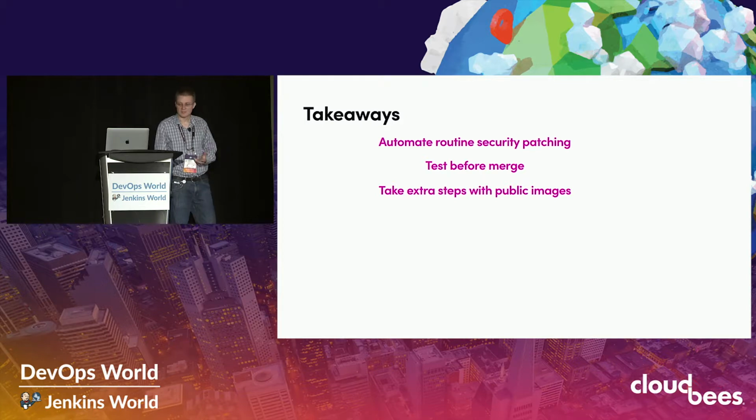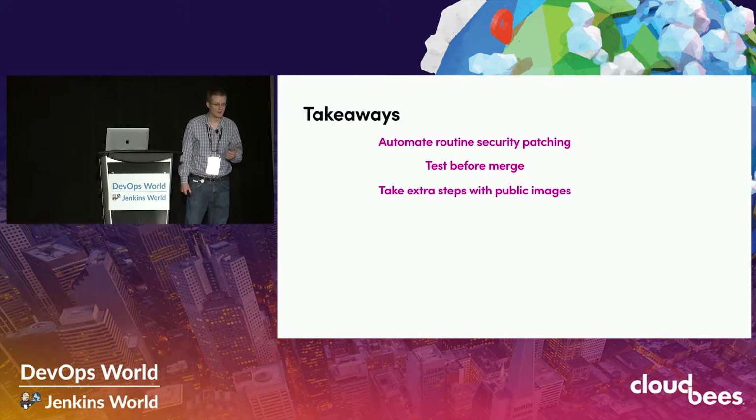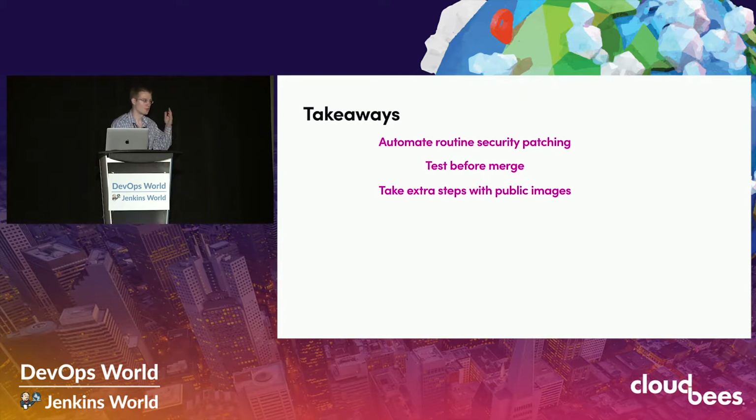The next takeaway is when automating routine security patching, keep testing within that cycle. It's important for developers to get the feedback when things are about to break. You want to avoid rollbacks because they're costly. And finally, if you're going to use public images, vet the vendors and take extra steps with getting those images into your private repositories.